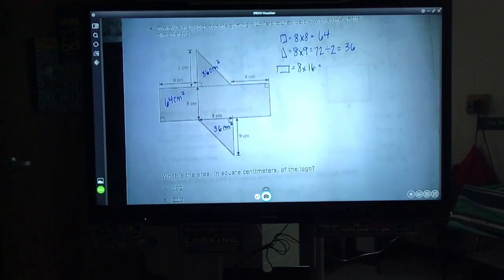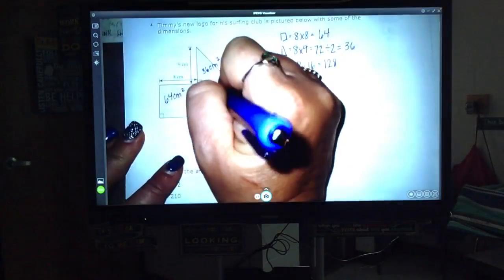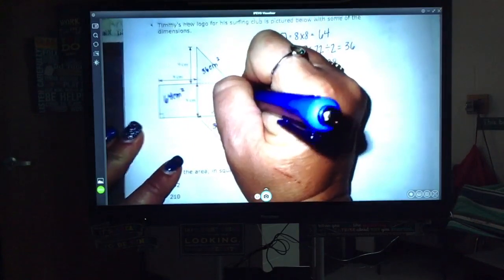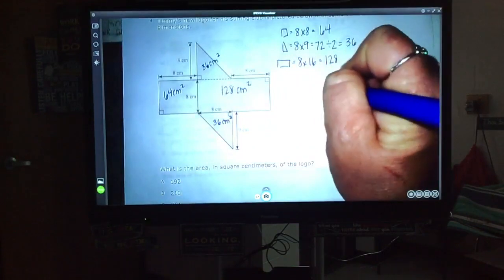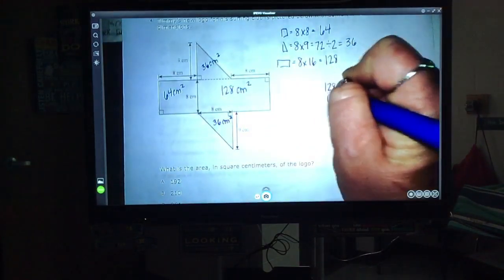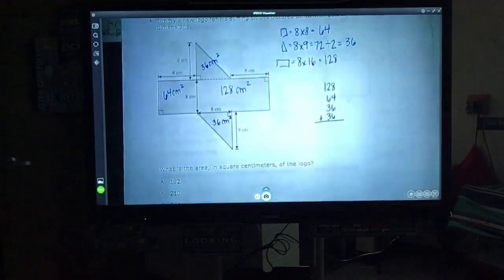Jonathan, what did you come up with? 128. So this is 128 centimeters squared. So do we now have all the information we need to find the total area? What do I need to do with these 4 numbers that are inside my shape? Isabel? Add them. So I'm going to do 128 plus 64 plus 36 plus 36. All right, stand up when you have your answer.